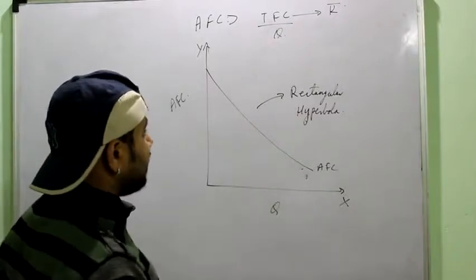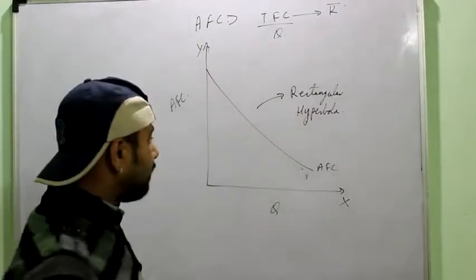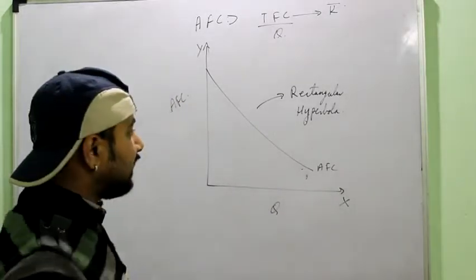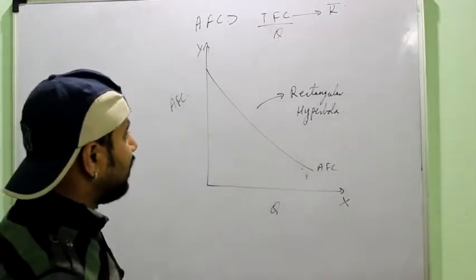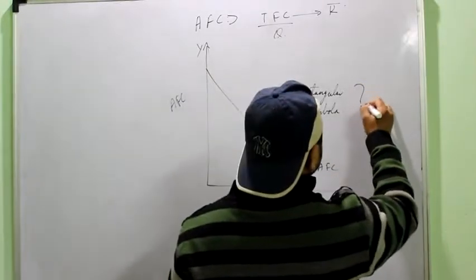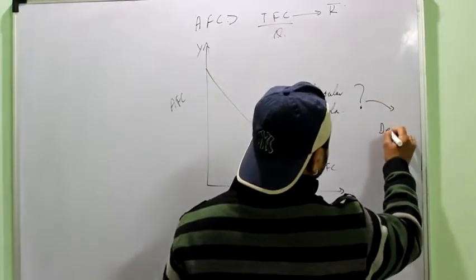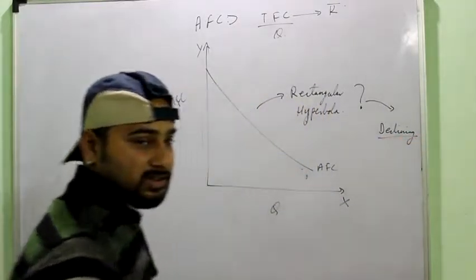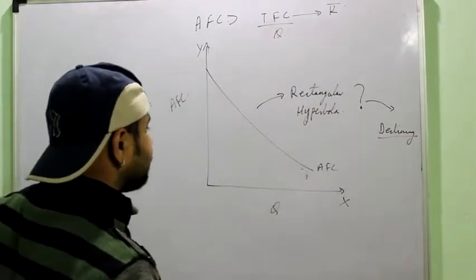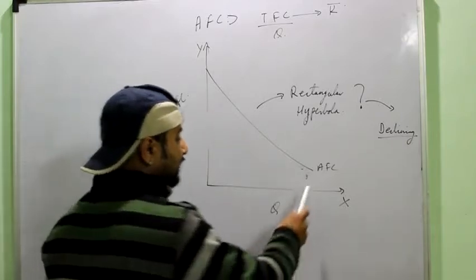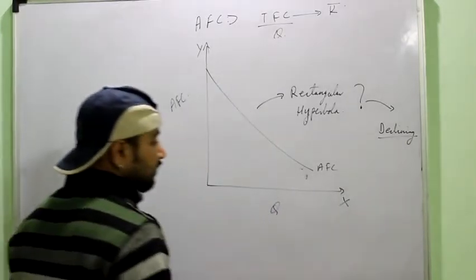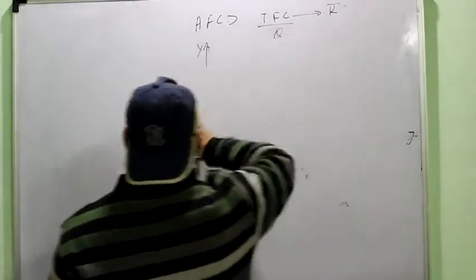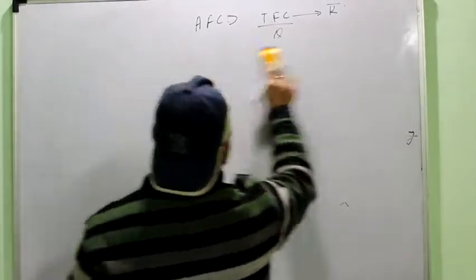Remember that AFC is a rectangular hyperbola, and why is it a rectangular hyperbola? Because in the short run AFC keeps declining. You need to mention this if this question is asked. Also, one care is to be taken that it should never touch the x-axis, which means it can never be 0.